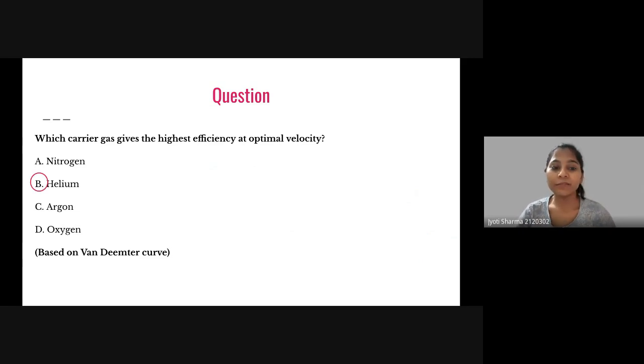Most of the time, whenever we are choosing the carrier gas, it is based on this curve, the Van Deemter curve, and you can read about this. Based on this curve, the highest efficiency as a carrier gas is for helium, because it is inert and very light in weight, and that's why it is better to use.